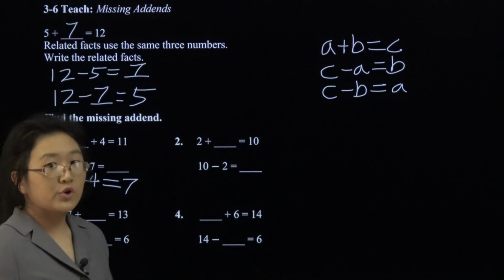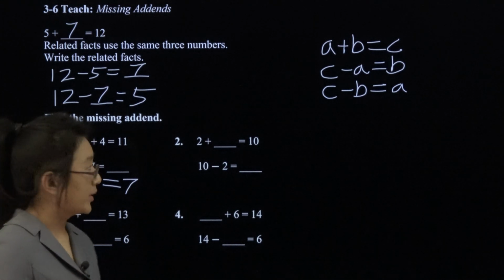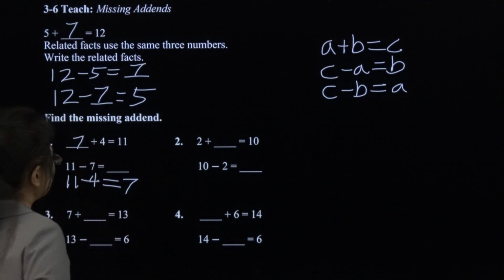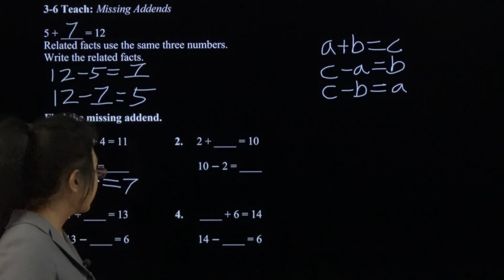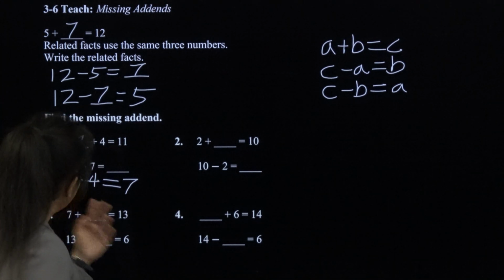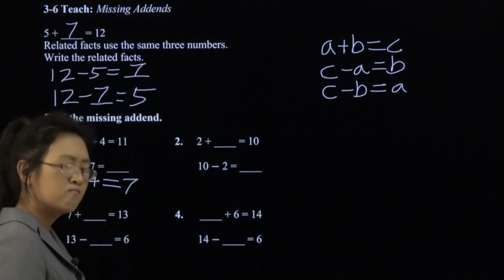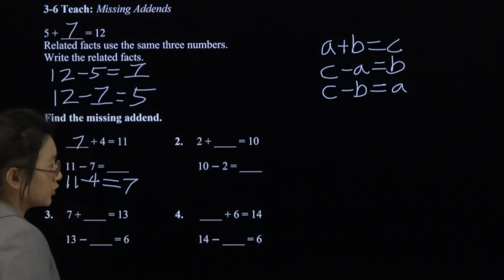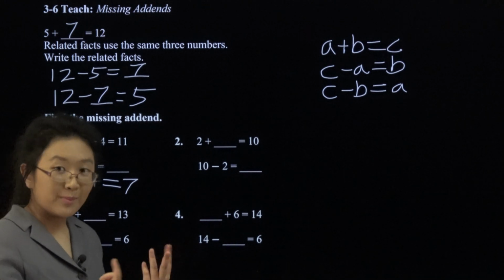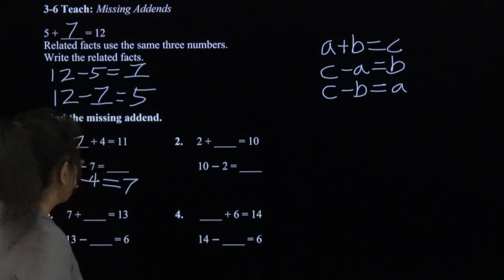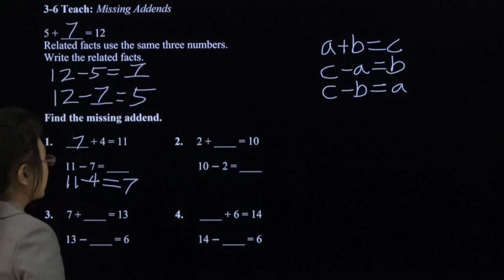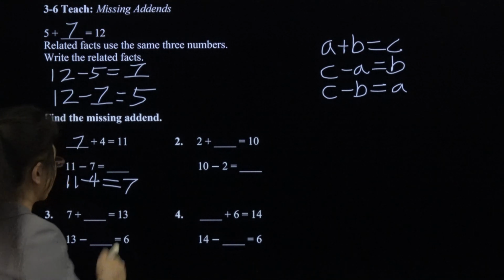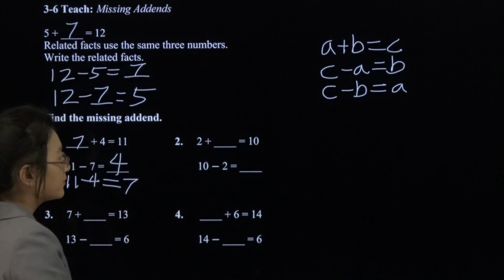But if you remembered your addition facts, you would remember that 7 plus 4 is equal to 11. So what's 11 minus 7? You could count back, but because of these related facts, you would know that 11 minus 7 equals 4.